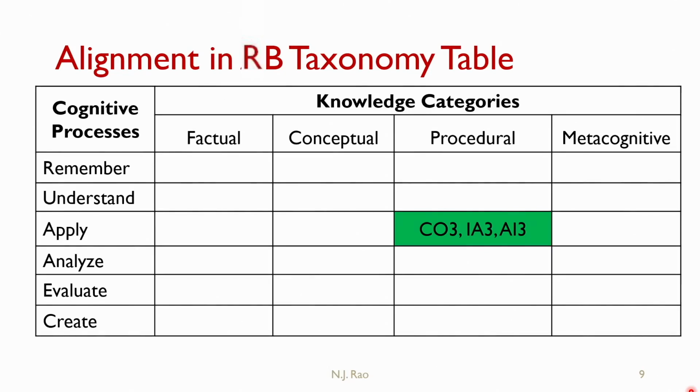When the assessment and instructional activities are in full alignment with CO3, then they should be located in the same cell. That is why we locate IA3 and AI3 in the same cell 3 3. That is what we really mean by a true alignment, but this is 100% alignment. It may not always happen that way.